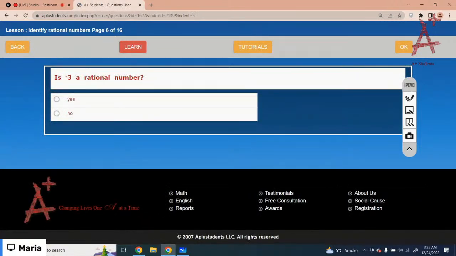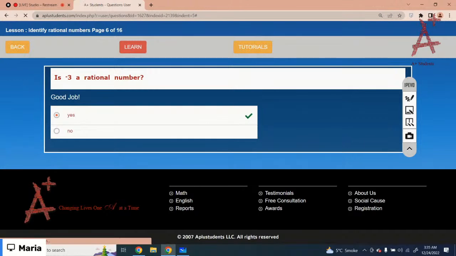Okay, is negative 3 a rational number? Yes or no? Yes, it is a rational number. You can write it in the form of a by b. You can write it as negative 3 over 1. Got it? So yes, it is a rational number. Got it?